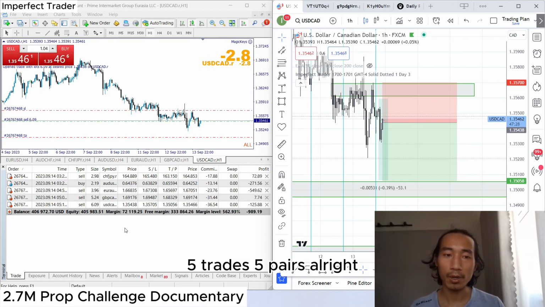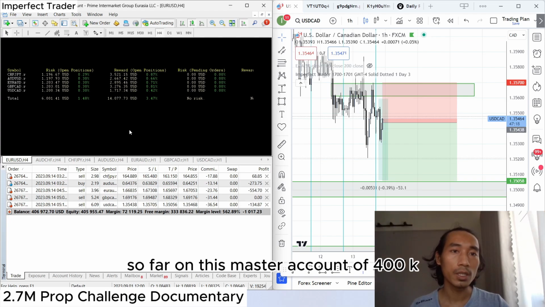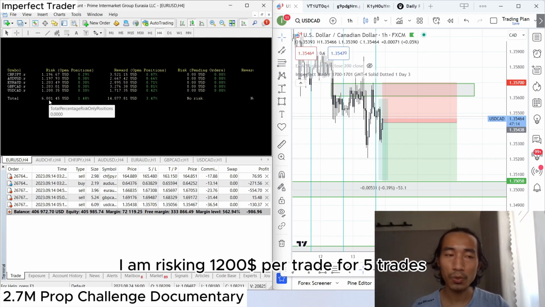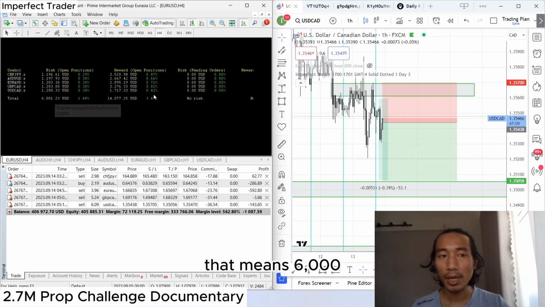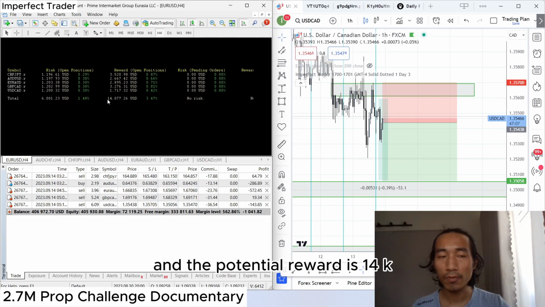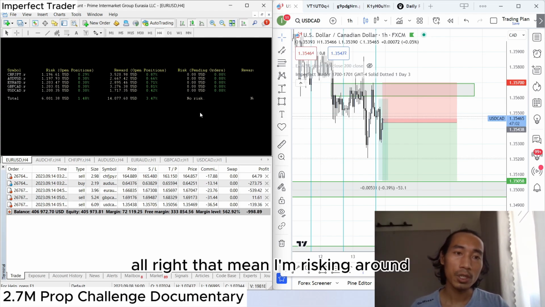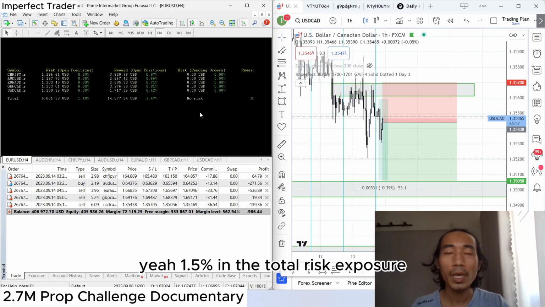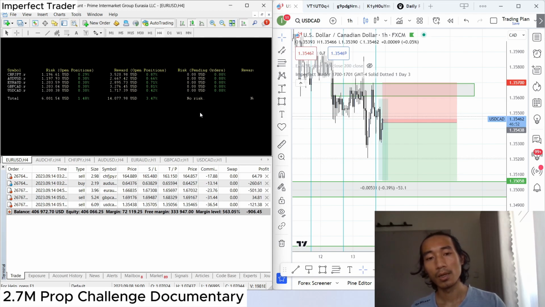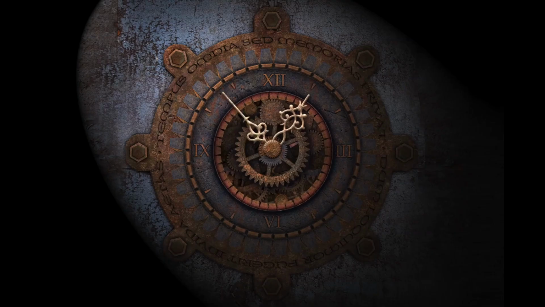5 trades, 5 pairs. Alright. So far on this master account of 400k, I am risking 1,200 per trade. For 5 trades, that means 6,000, and the potential reward is 14k. Alright. That means I'm risking around 1.5% in total risk exposure. See you on the next update.